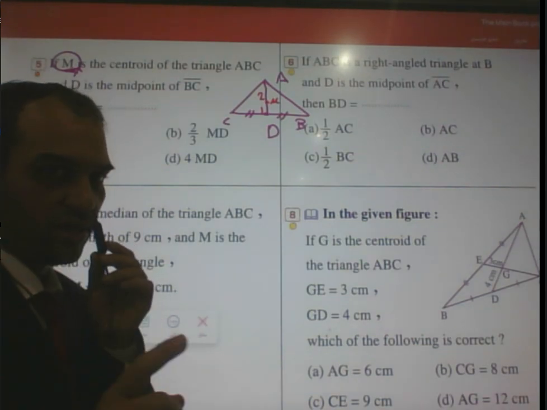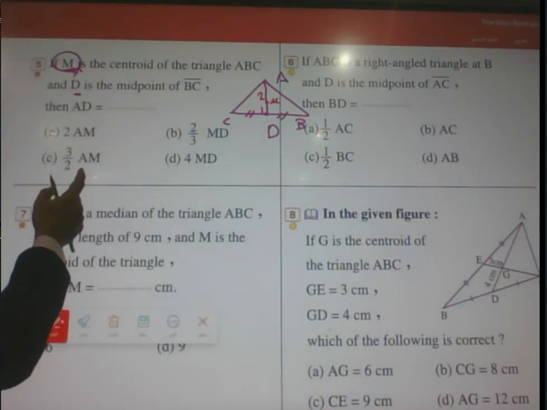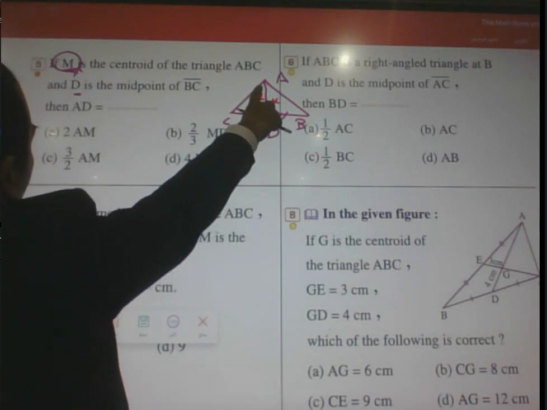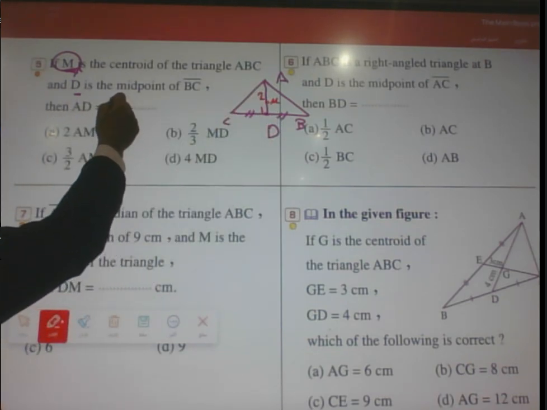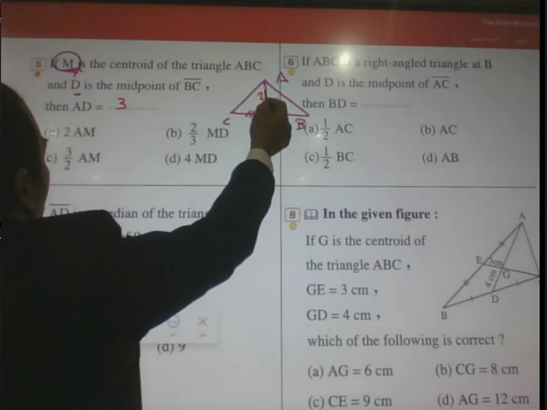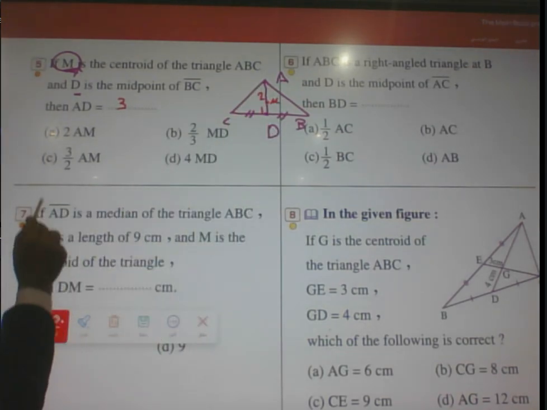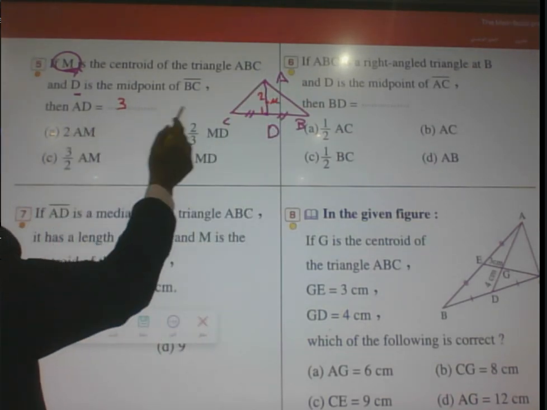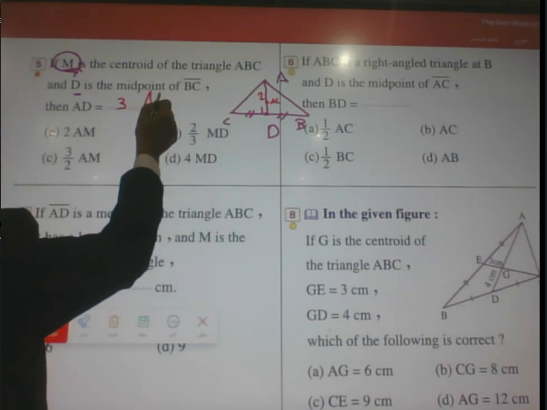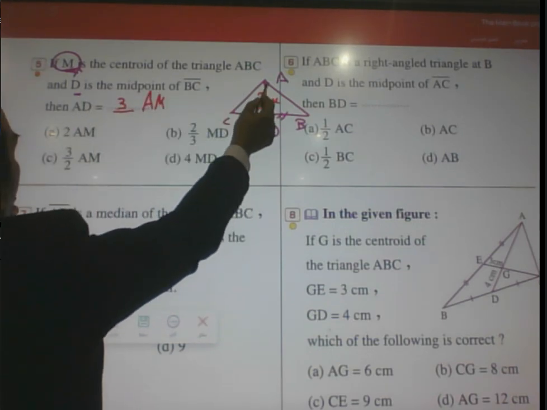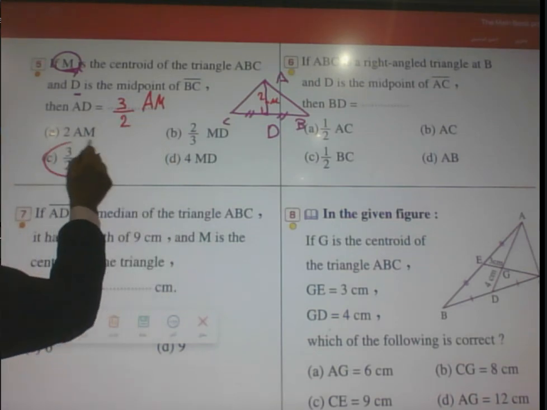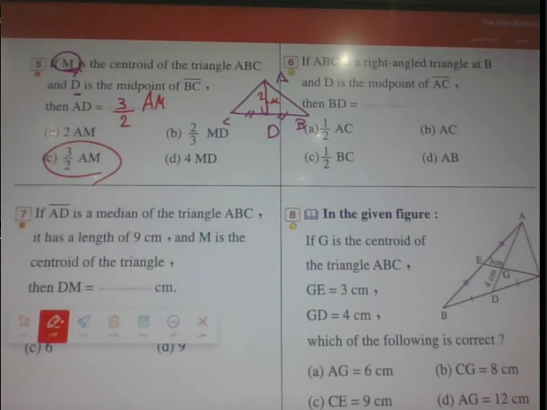Okay, now he asked, what will the correct answer be? We know AD is 3 parts, and AM is 2 parts, because from A to D, 2 plus 1 equals 3. Then you must choose the ratio between AD and AM. AD is 3 parts, and AM from A to M is 2 parts. Choose letter C, 3 over 2 AM.